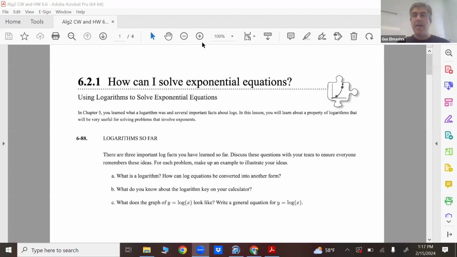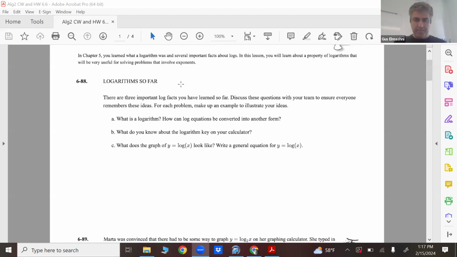All right, using logarithms to solve exponential equations. So now we're going to use logs to solve equations. There we go, I just said it. So logarithms so far. Let's talk about what we've done. There are 3 important log facts you've learned so far.